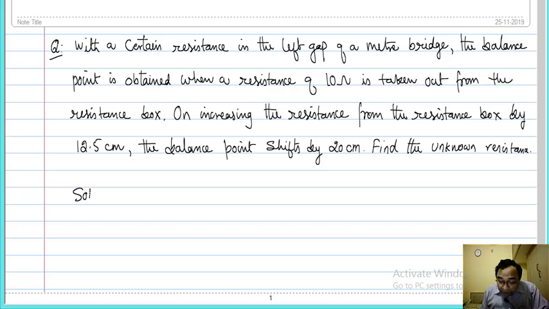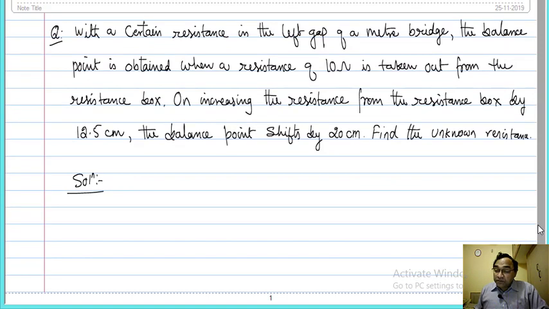and then let us proceed towards solving the question. So the question says the unknown resistance is in the left gap. Therefore, the resistance box is placed in the right gap. Now, with the unknown resistance X in the left gap and the known resistance 10 ohm in the right gap, we can write the balancing length as L. Let us say the balancing length is L from the 0 or the left end.